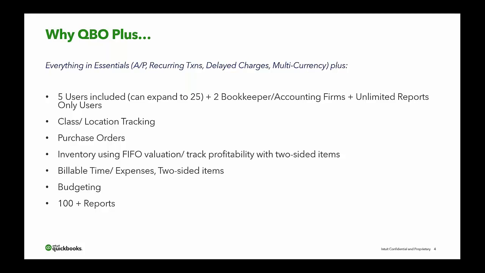But outside of that, two-sided items, inventory. Now Pro is definitely an average cost inventory valuation where QBO Plus is first in, first out. But if you have a client coming from Pro or you're used to QuickBooks Pro, then Plus is most probably what your clients are using.